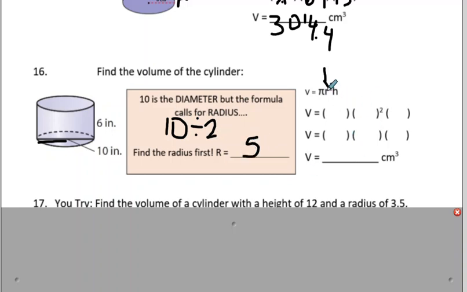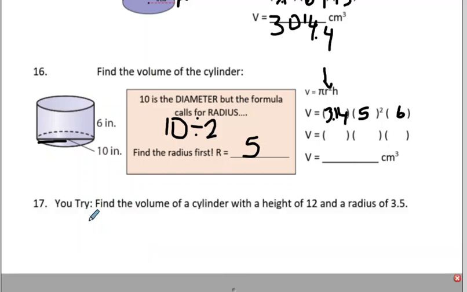So when you plug in r, it's got to be 5 squared. Okay, and we've got 3.14, and the height is 6. Go ahead and solve that one, and solve 17. Pause the video, please, so you can work out 16 and 17. When you're done, raise your hand, and I'll come check.